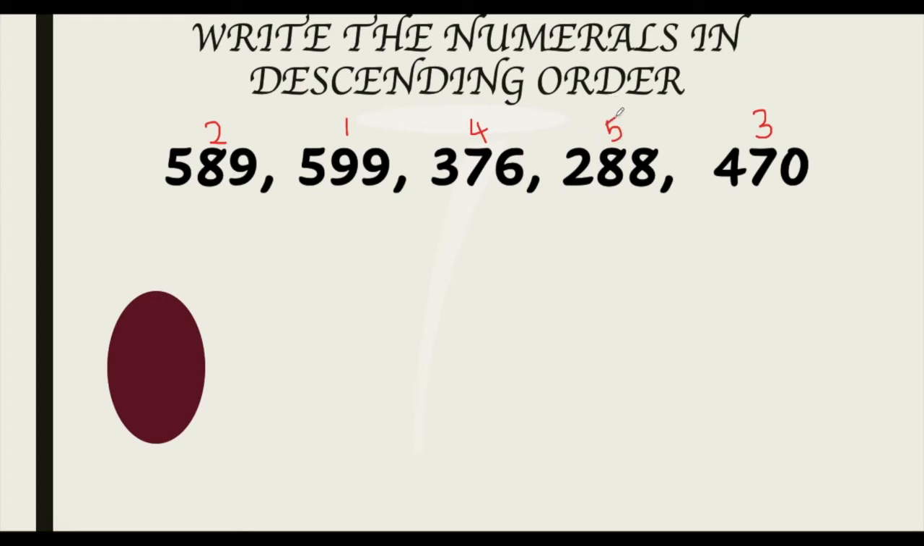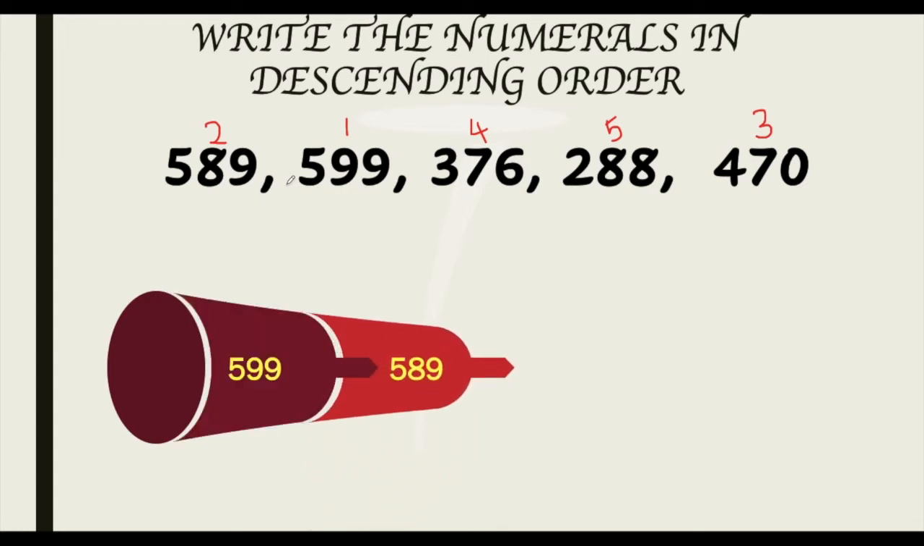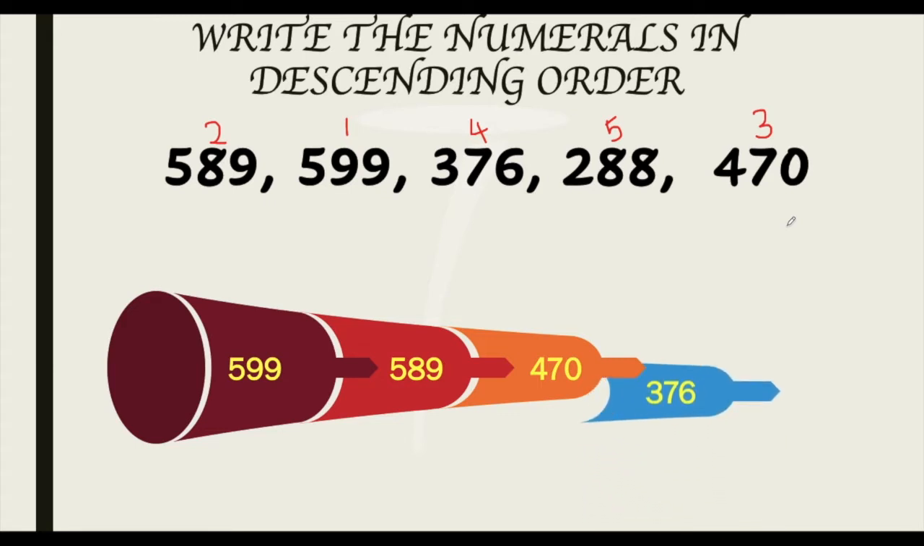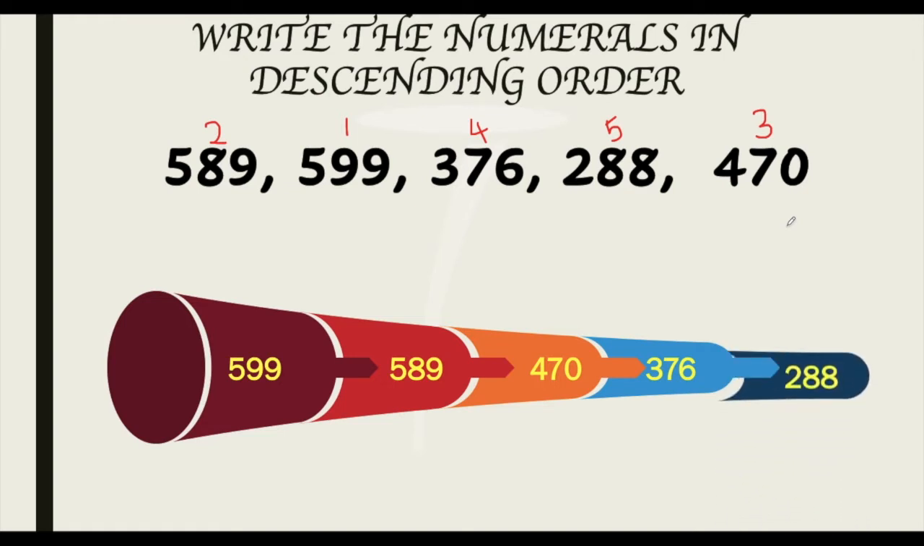So while writing the descending order, you have to write the greatest number first, which is 599. Next we have 589. After 589 we have 470. After 470 we have 376. After 376 we have 288. So in descending order, you have to write the numbers from the greatest number to the smallest number.